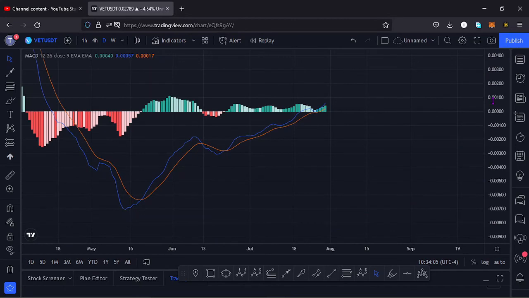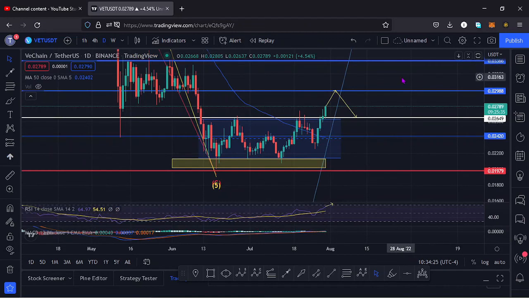And on the MACD we printed this bullish cross down here, and we are seeing a bit of an increase in volume here on the MACD. So let's be patient and see what the MACD will print, so that we can have a rough idea of where the price of Vechain could be taking us next. So those are the key scenarios that I expect to play out on the Vechain chart, and I'll keep you updated on any movement that plays out.